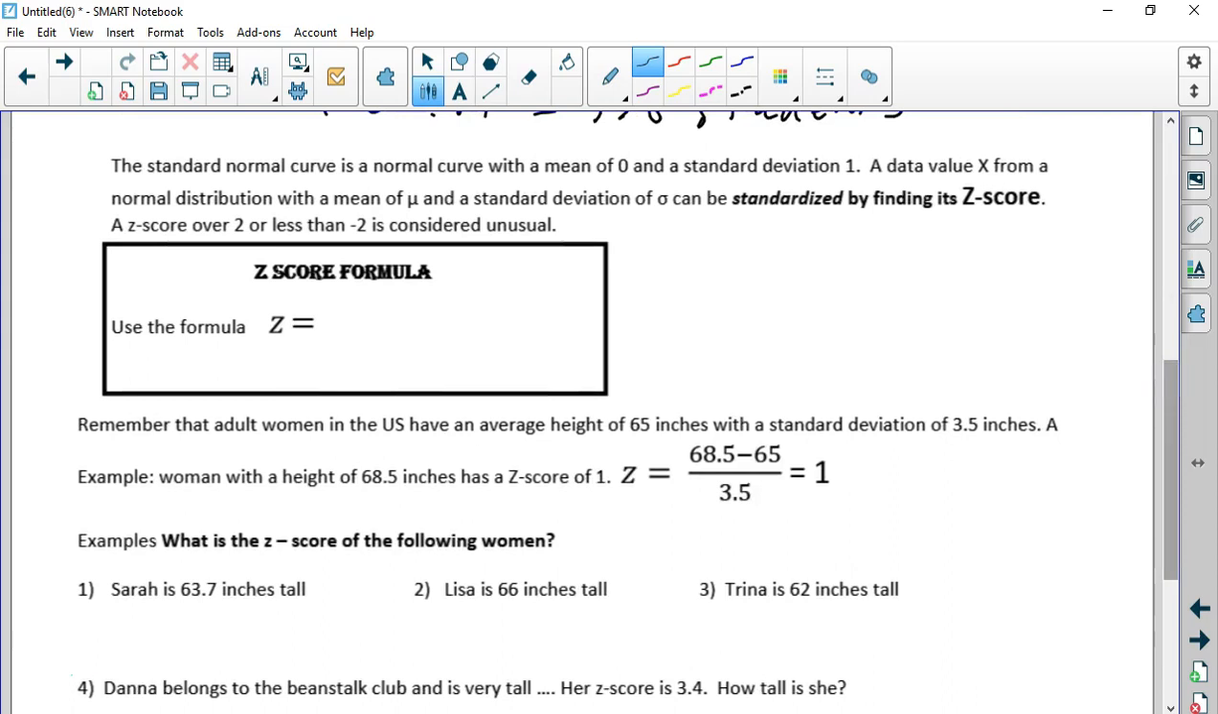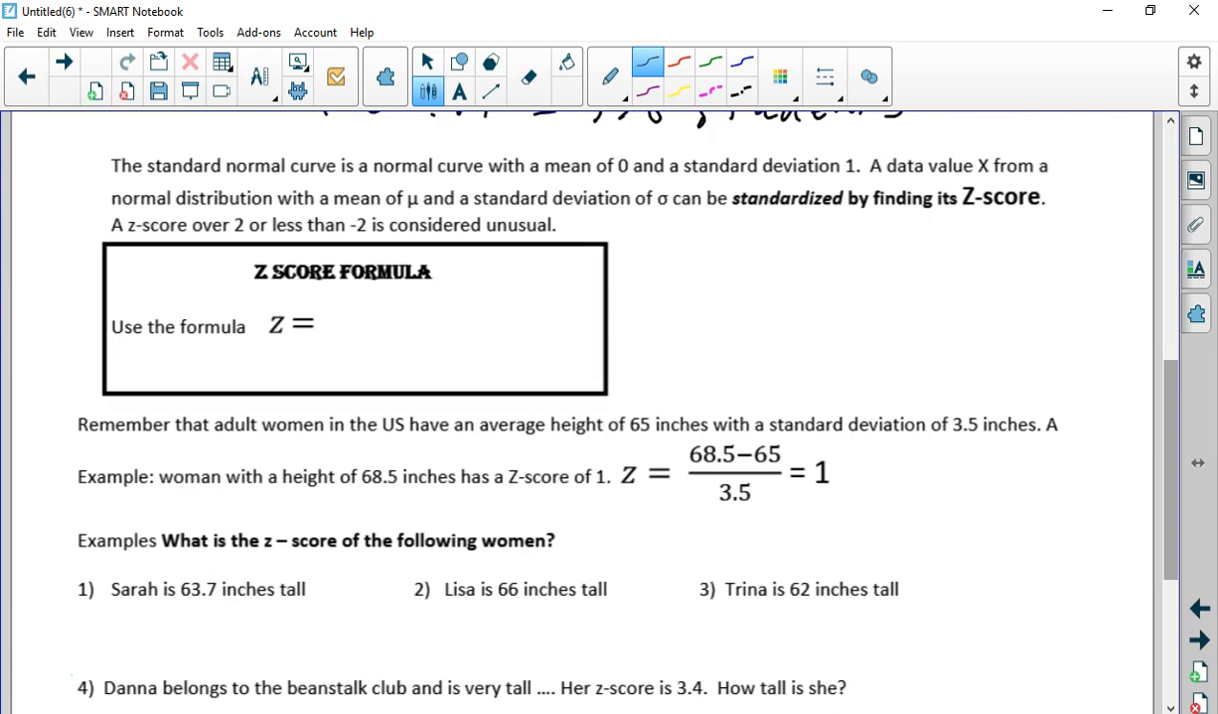Now, the standard curve is a normal curve with a mean of 0 and a standard deviation of 1. Plus 1, plus 2, plus 3, minus 1, minus 2, minus 3. A data value x from a normal distribution with a mean of μ, that's our symbol for it, and our standard deviation σ, there's our symbol for it, can be standardized by finding the z-score. Okay? And anything above 2 or less than negative 2 is considered unusual. It's outside the norm.